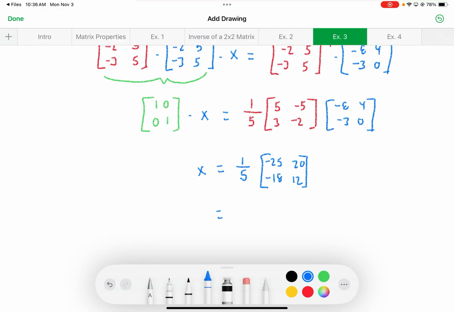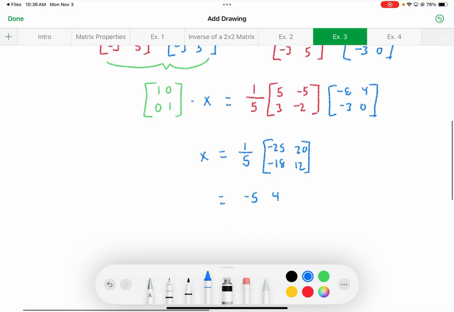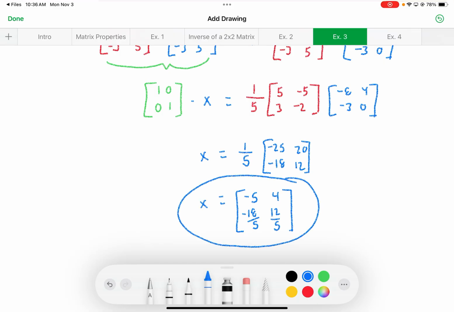All right, now multiply through by the scalar. Negative 25 times 1/5 is negative 5. 20 times 1/5 is 4. Negative 18 times 1/5 is negative 18/5. And 12 times 1/5 is 12/5. There's our solution. Questions there?